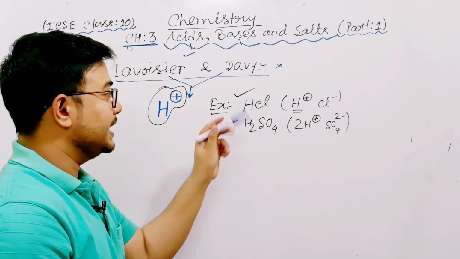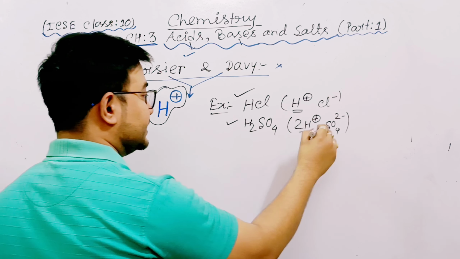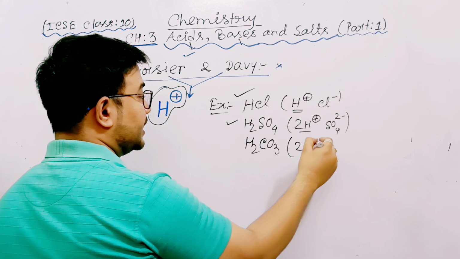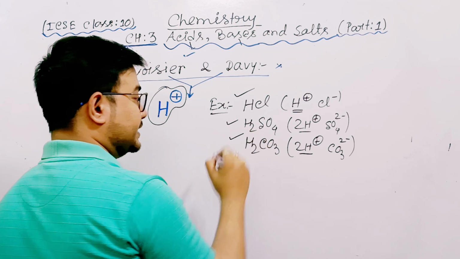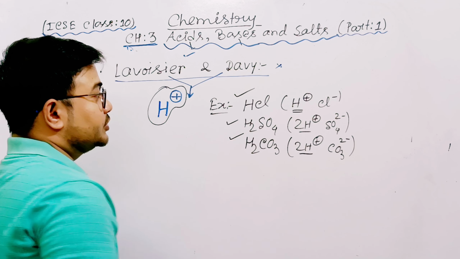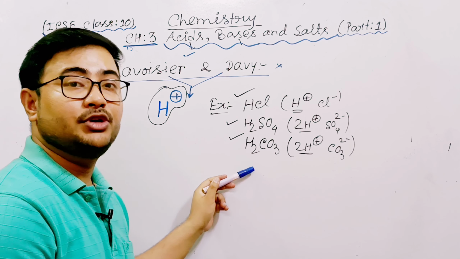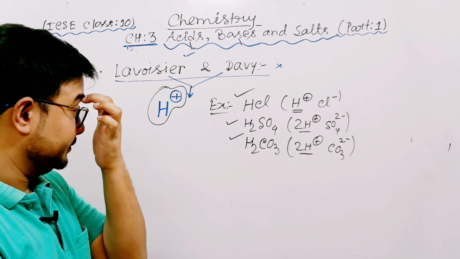First try to understand HCl, H+ is there, so acid. H2SO4, H+ is there, so it is an acid. Now H2CO3, 2H plus CO3 2 minus. H+, so acid. Done. Okay. So what is the name? Hydrochloric acid, sulfuric acid, carbonic acid. Clear? Okay. These all are acid.